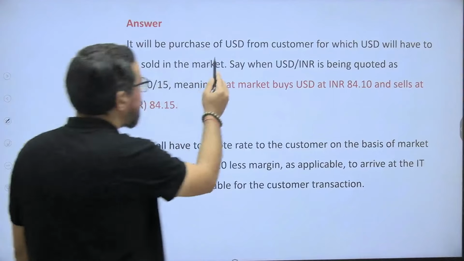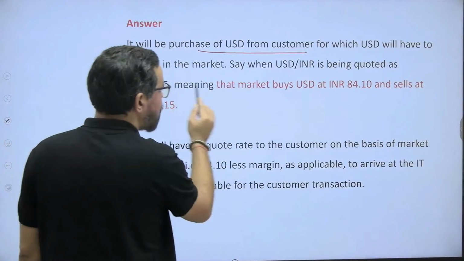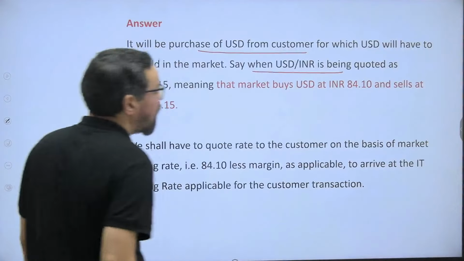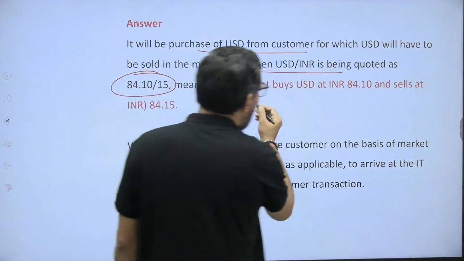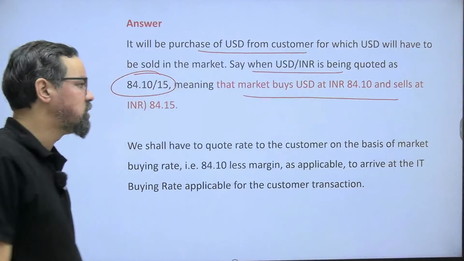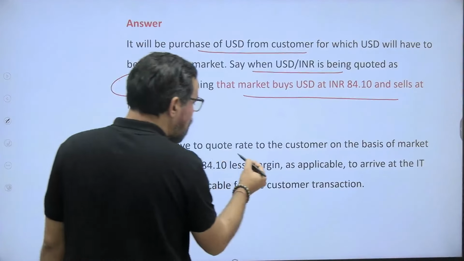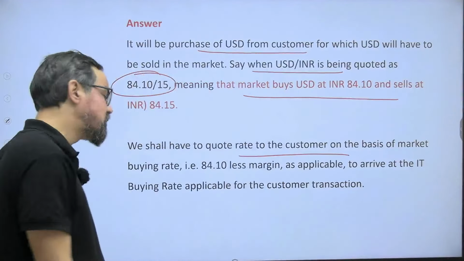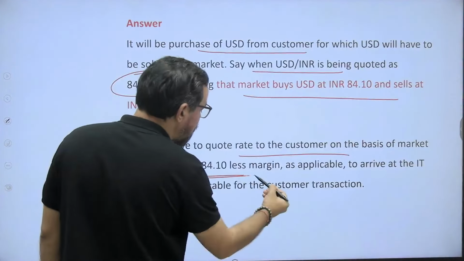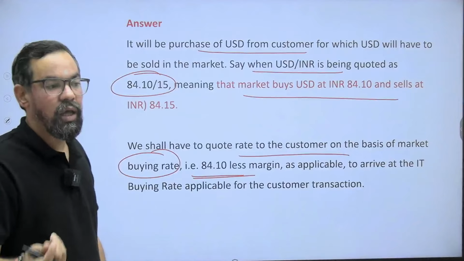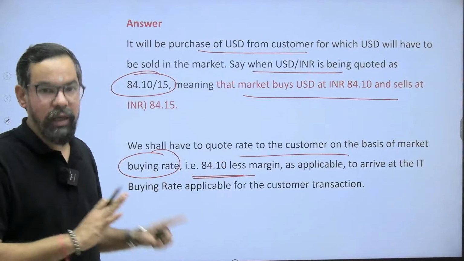So it will be a purchase of USD from the customer, for which USD will be sold in the market. Say USD INR is being quoted at 84.10/50, meaning the market buys USD at 84.10 and sells at 84.15, that we have discussed. We shall have to quote the rate to the customers on the basis of market buying. So the rate is 84.10, and if there is any premium or margin given, you have to accordingly adjust this particular one.